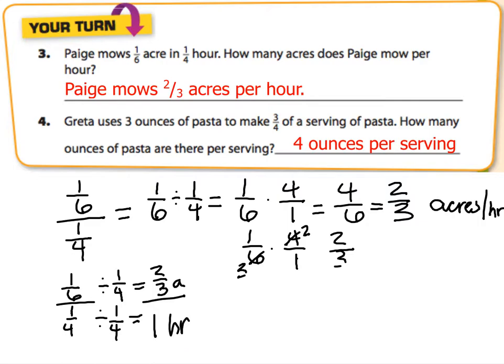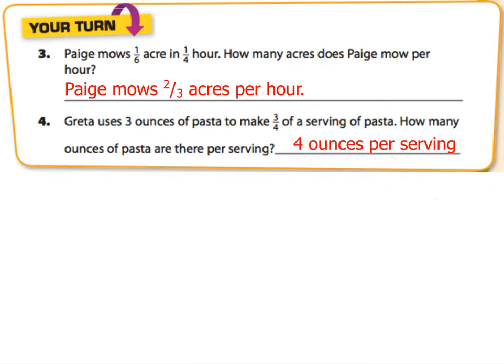Now I do have to erase all this so I can show the math for the next one. So if you need to, pause. All right, so she uses 3 ounces of pasta to make 3/4 of a serving. So 3 ounces of pasta per 3/4 of a serving. Again, you can do it like this, divided by 3/4, okay? Another way to look at it, you guys, is 3 ounces, and that's 3/4 of a serving.